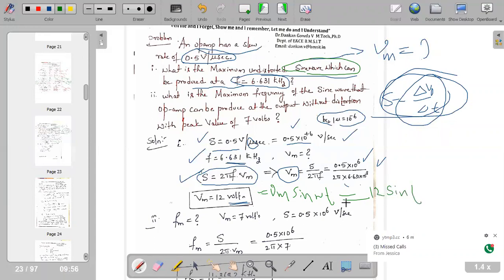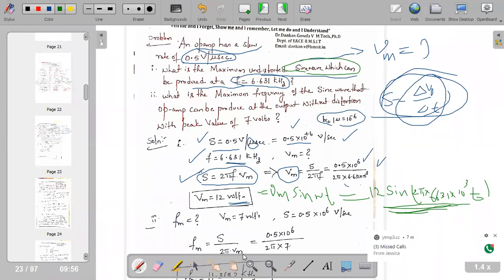Vm value is 12 into sine. We can split this. Omega here is 2 pi into f value. You can substitute. What is the f value? It is 6.631 into 10 power 3 t. See, this is the undistorted output. So fine. Again, what is the next question?